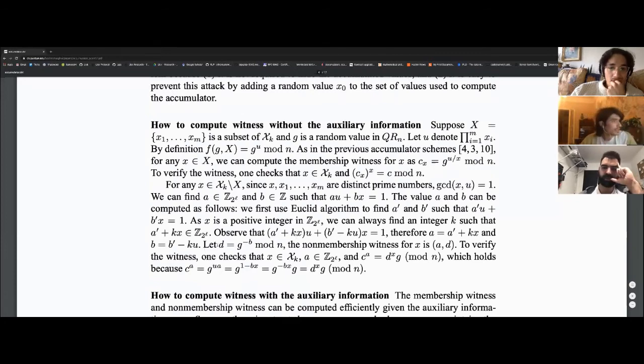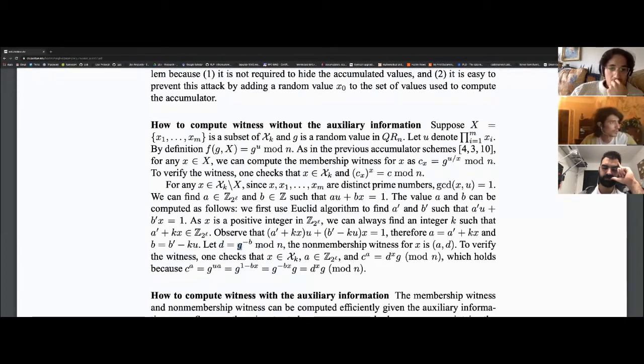And then you define D to be G to the minus B. Again, G here is your basis for the accumulator. So you do G to the minus B mod N. And then the non-membership witness for X is going to be A and D. It could also be A and B since G is public, but let's say it's A and D.